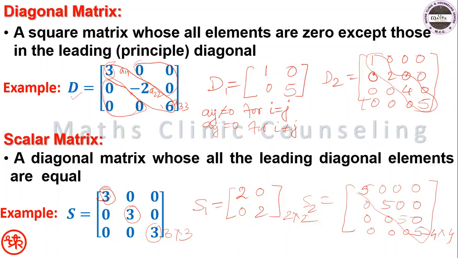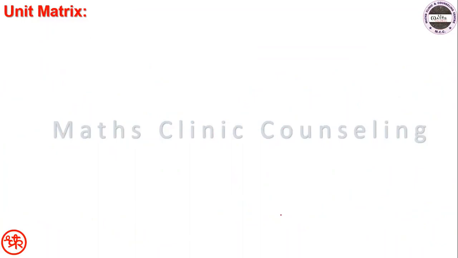So diagonal matrix, is a diagonal matrix a scalar? May or may not be true. Okay, in a diagonal matrix, if all diagonal elements are equal, then it will be scalar. Okay, but the converse is always true, meaning every scalar matrix is a diagonal matrix. Is that clear?